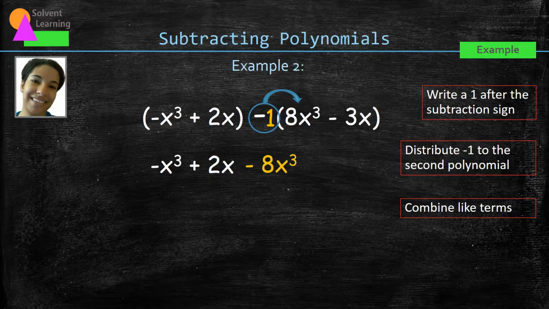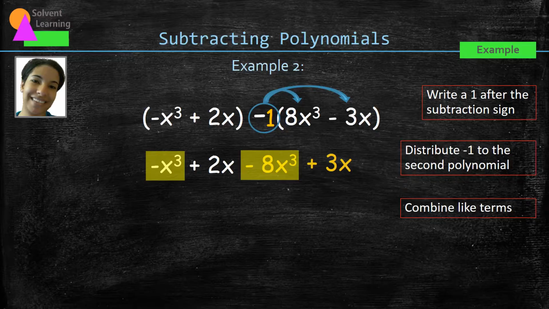So when we multiply the -1 times 8x cubed, we get -8x cubed. And when we multiply the -1 times the second term there, now we have subtraction. We have -3x. We're going to include that subtraction sign with the 3x and treat it as a -3x. So when we multiply the -1 times -3x, we get a +3x. Okay. Now, very last step is to look for any like terms that we can combine.